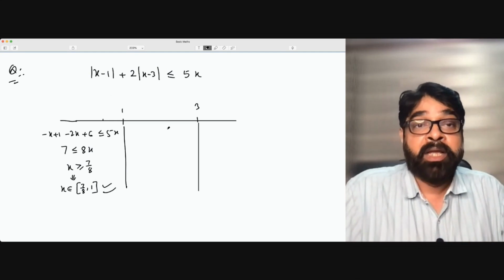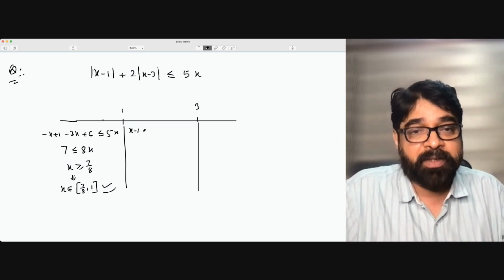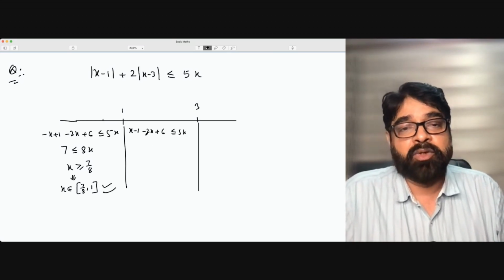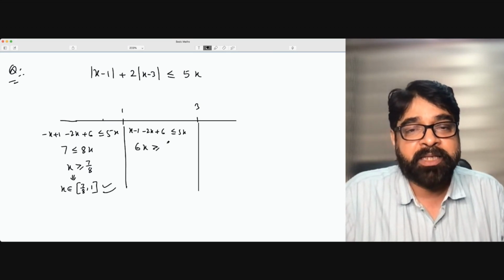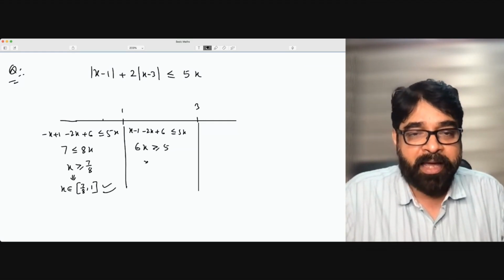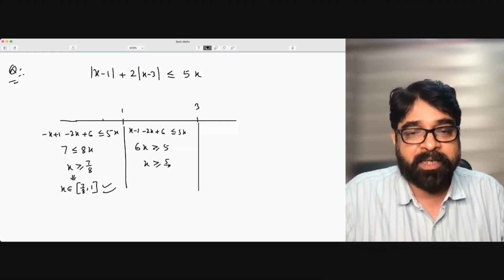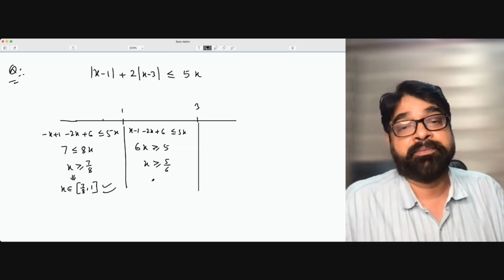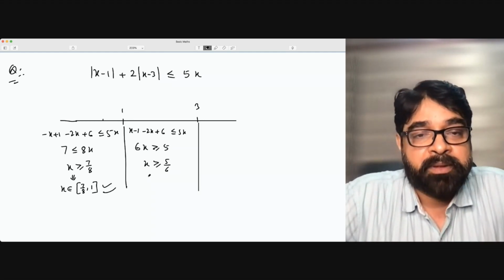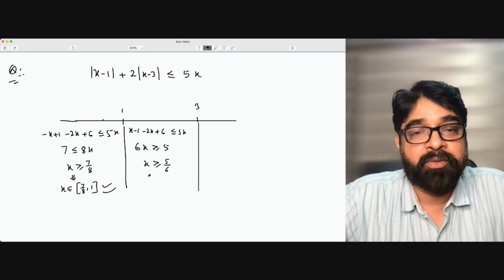Between 1 and 3, this will be positive x minus 1, but this will be negative: minus 2x plus 6 less than or equal to 5x. So this will become minus x, so that will become 6x. Minus x will go to this side, greater than or equal to 6 minus 1, 5. x greater than or equal to 5 by 6.